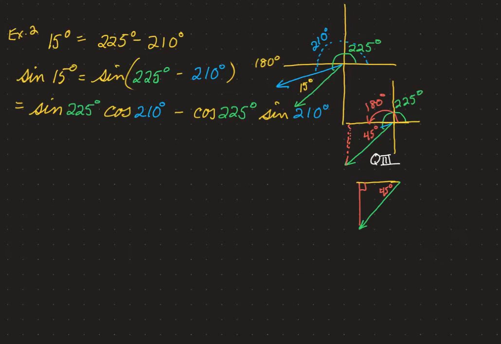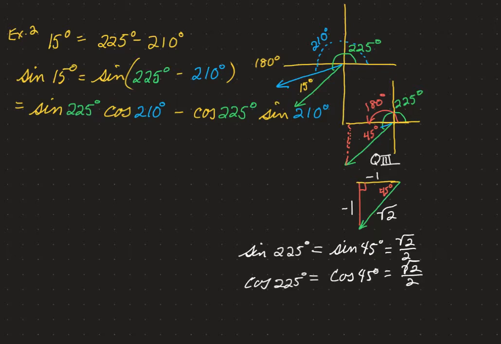So when we are writing the lengths of the sides, we're going in the negative direction for x. We're going in the negative direction for y. Your hypotenuse is always going to be positive. And you should remember that for a 45-degree angle, both the sine and the cosine are the square root of 2 over 2. Remember, this is the reference angle for 225 degrees. So the sine of 225 degrees equals the square root of 2 over 2. And the cosine of 225 equals the square root of 2 over 2.